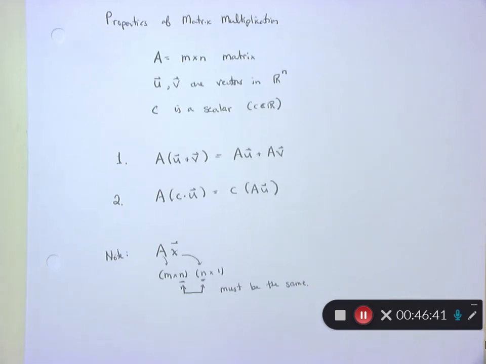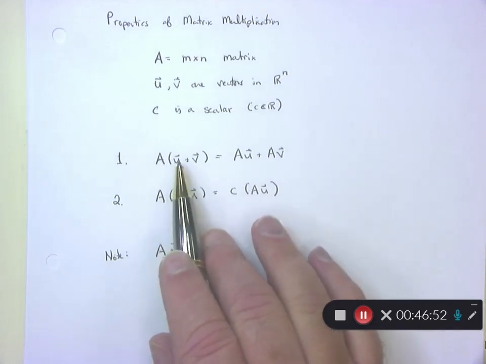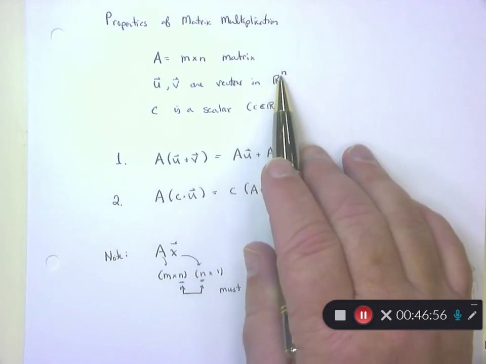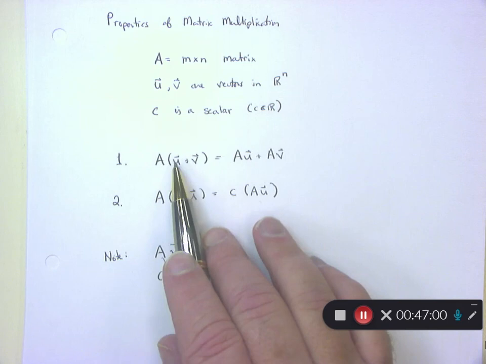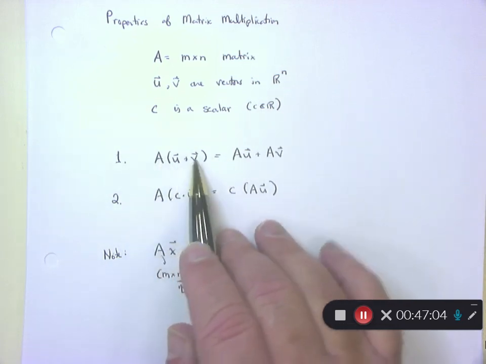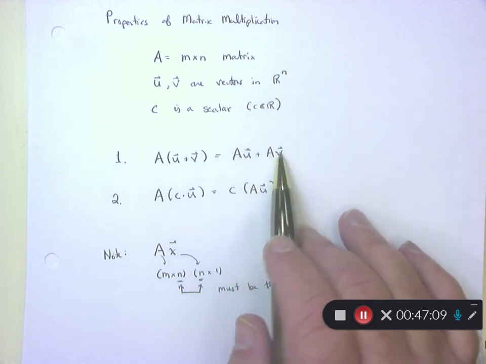Then, two things in terms of matrix multiplication. When you take matrix A and multiply it times two vectors that are being added, they have to be the same size vector, both in Rn, so they're n by 1s. A is m by n, so it matches up. So matrix A times vector u plus v is going to be the same thing as matrix A times vector u plus matrix A times vector v.